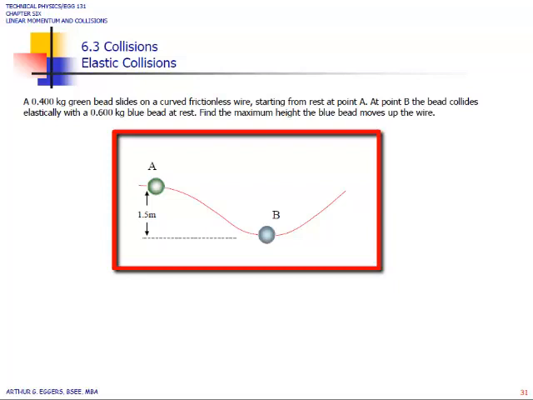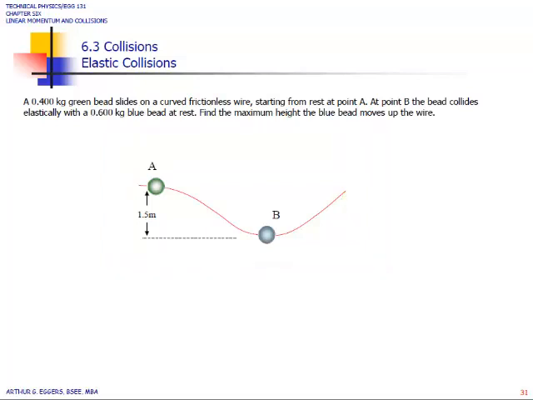So we have a 0.4 kilogram green bead that slides on a curved frictionless wire starting from rest at point A. At point B, the bead collides elastically with a 0.6 kilogram blue bead at rest. They want us to find the maximum height that the blue bead moves up the wire when bead A smacks it. So, we're looking at an elastic collision.